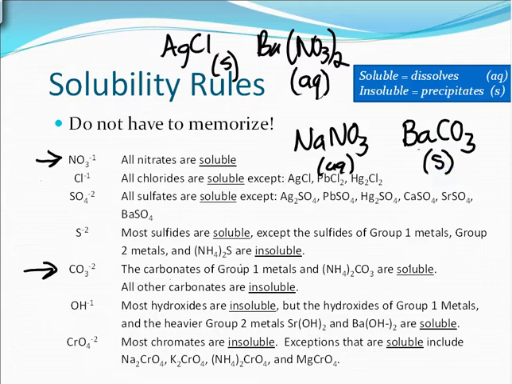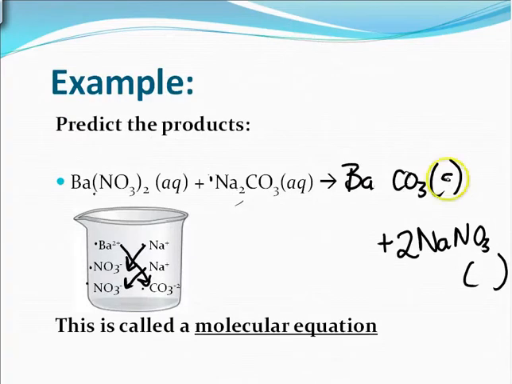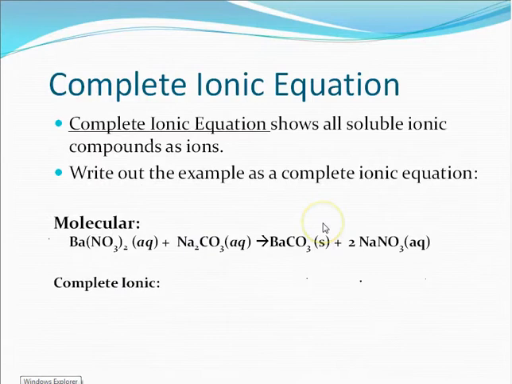So going back to our equation, we said that the barium carbonate will be solid, and the sodium nitrate will be aqueous. This is our molecular equation, so this is the first step in our process. The next step is to write the complete ionic equation. This is going to show all things that are soluble ionic compounds, written as ions. So let's take our molecular and write it out as a complete ionic equation.